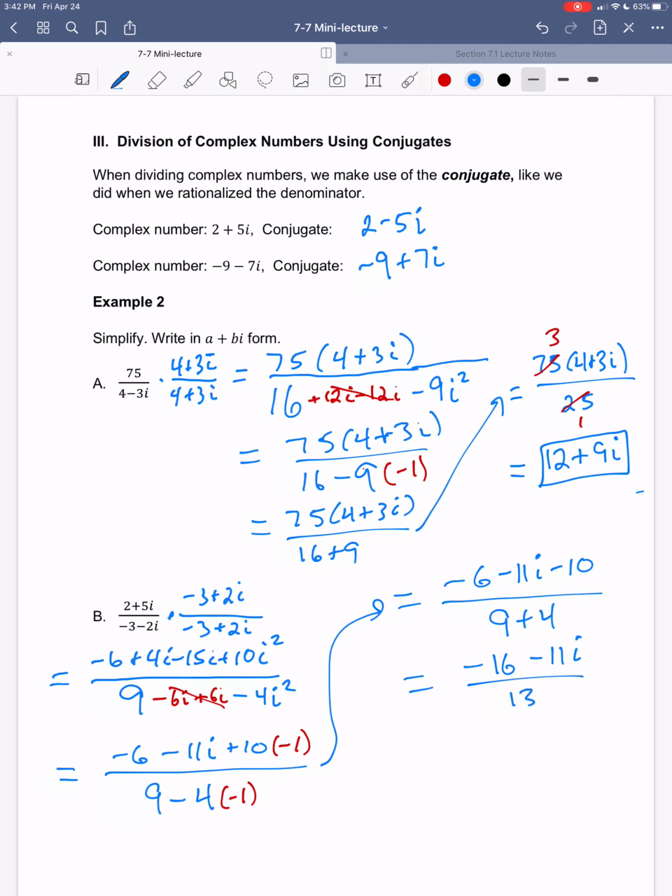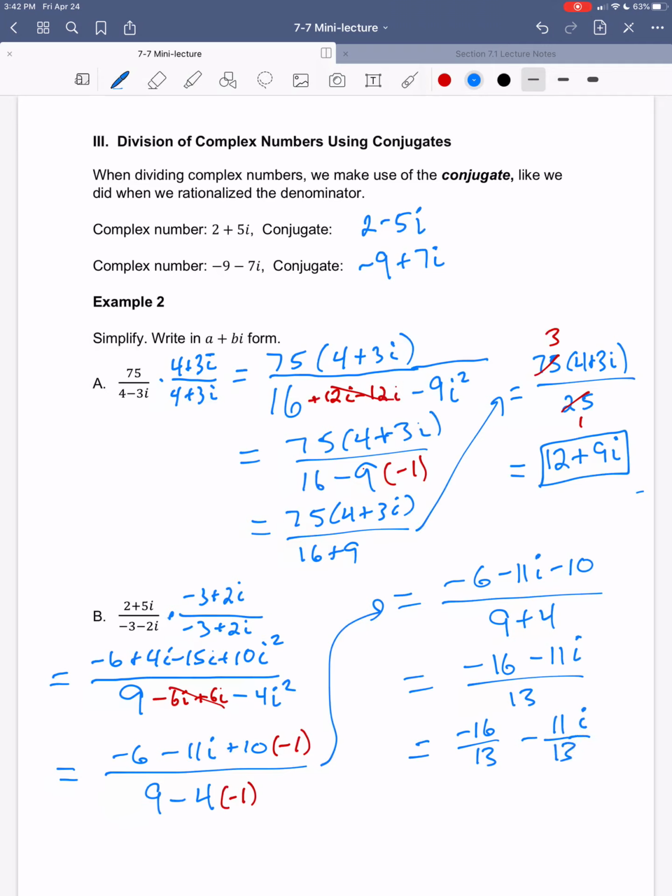And now here's just the one tricky part. It says write in a plus bi form. That means the real part and the imaginary part should be separated. But they're not separated here. They're all in one common fraction. It's really easy to fix. I just split it apart as 2 fractions with a common denominator.